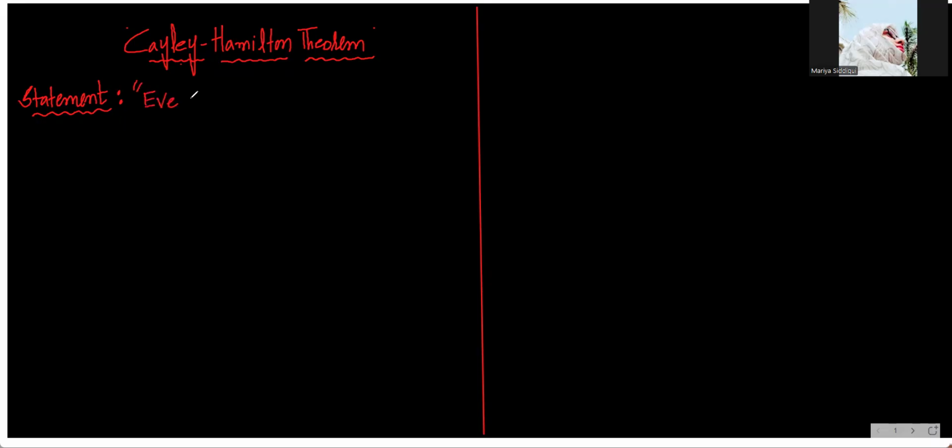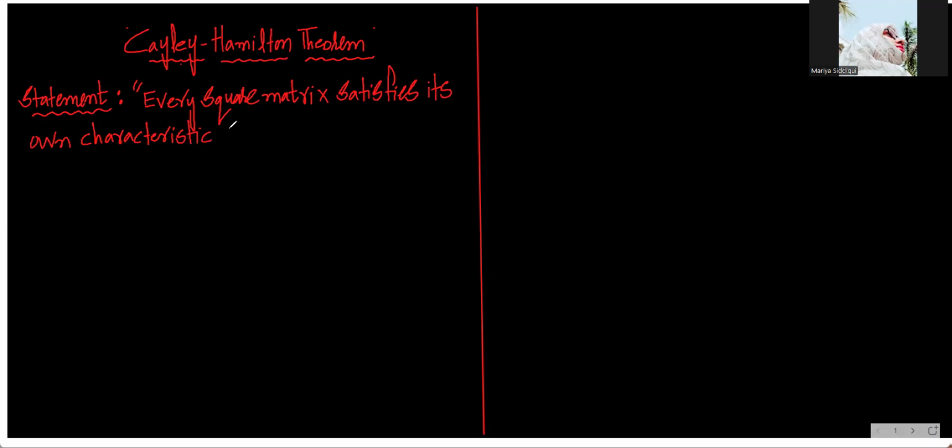So how will the statement be? A single line statement is there. Every square matrix satisfies its own characteristic equation. Square means either 3 by 3 or 2 by 2. Every square matrix satisfies its own characteristic equation.